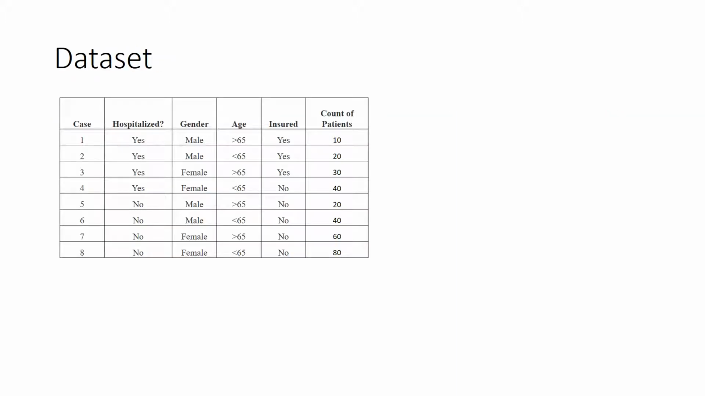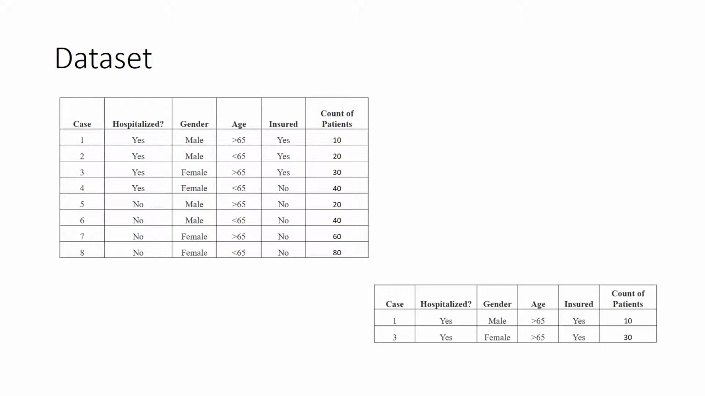So this is the data set that we have. Here the data set has number of cases, it has categorical values for hospitalized, yes or no, gender, male or female, age is if above 65 or below 65, insured, yes or no, and then finally the count of patients. And so this table is just a smaller version of the bigger data set.